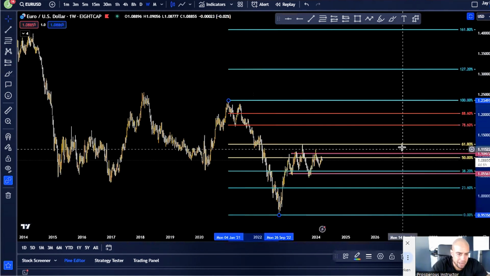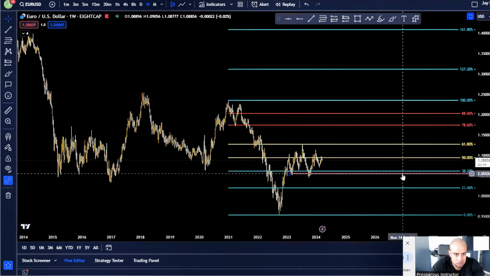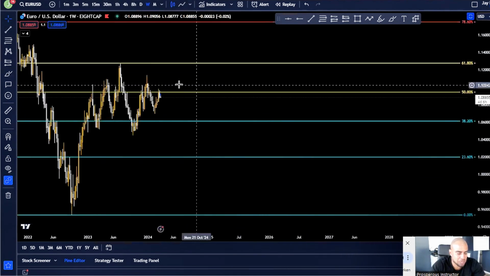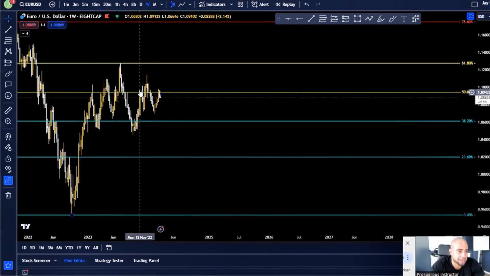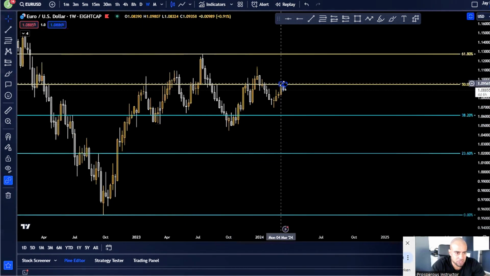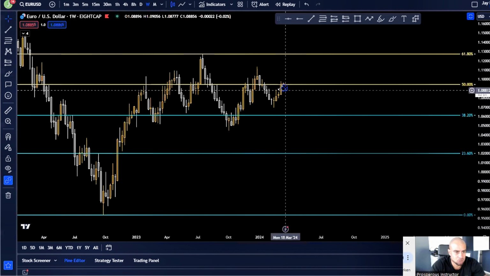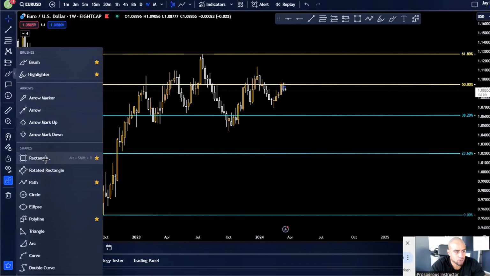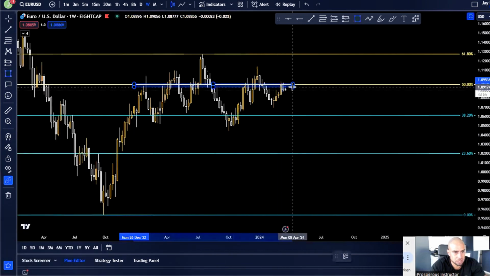And you see the pullback, let me remove these lines. The pullback has tapped in perfectly to the 61.8, all right? It tapped perfectly into the 61.8, broke out, came back in, played around a little bit, and now it's testing it from a resistance perspective, from below the 50%. And as you see, it's been a major source of resistance and support.